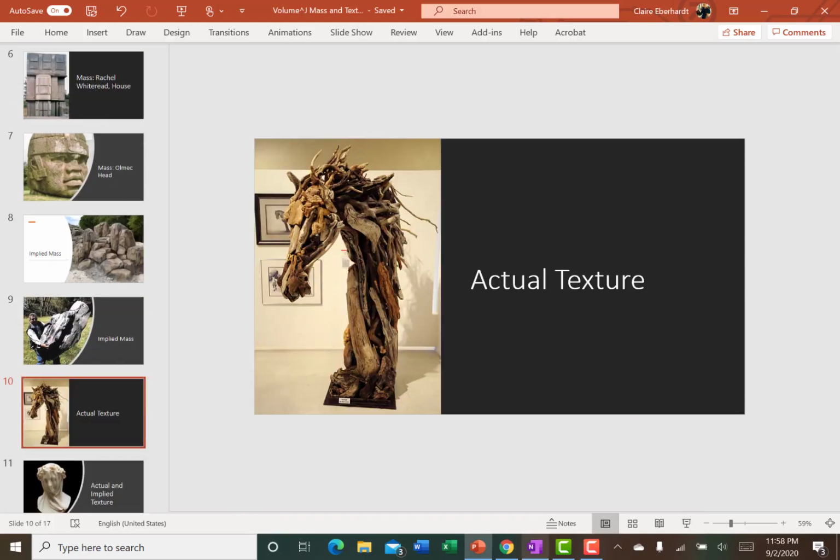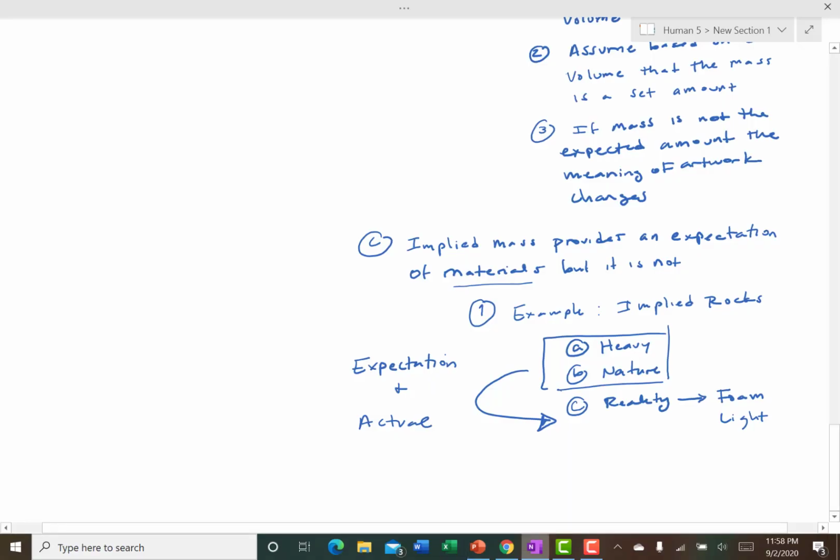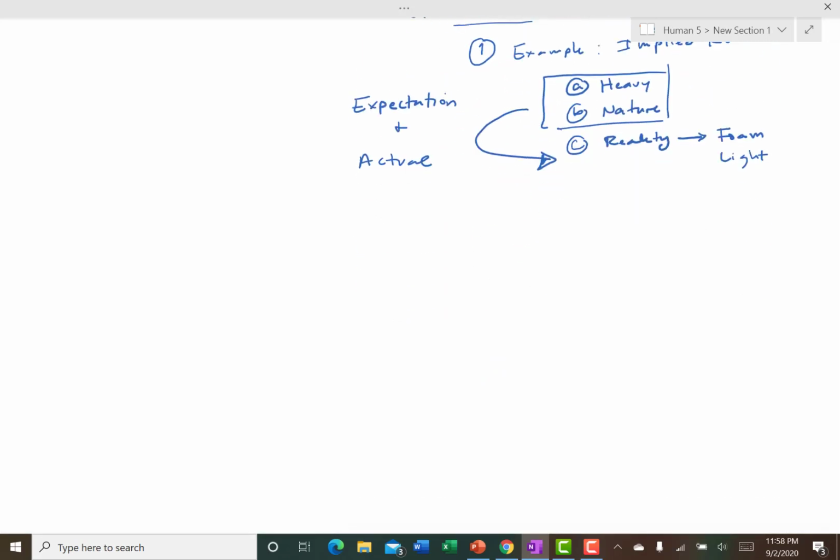structure. Okay, the last thing that we're going to look at is texture. And texture, you can also have actual or implied texture as well.